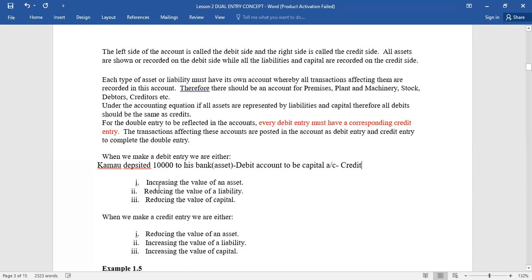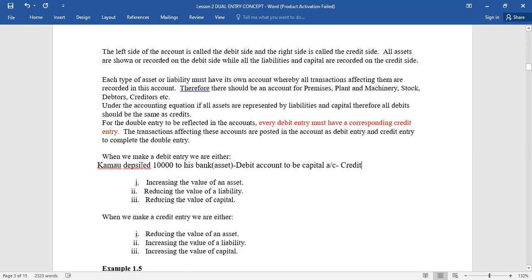The items that will affect the debit side are either those increasing the assets, or those reducing the value of liability or reducing the value of capital. Now look at the next set of entries. When we make a credit entry, we are either reducing the value of assets or increasing the value of liability.